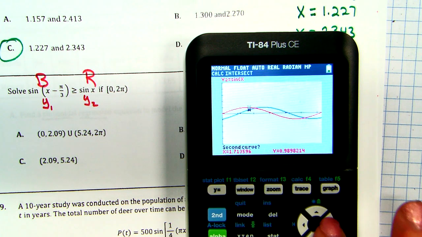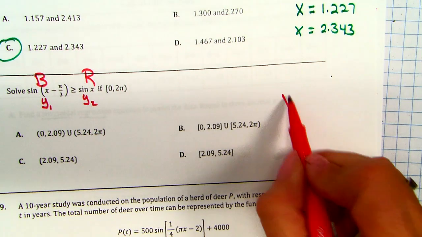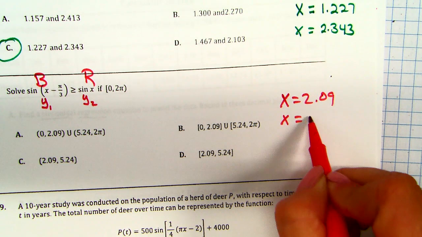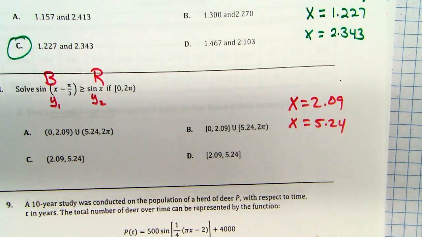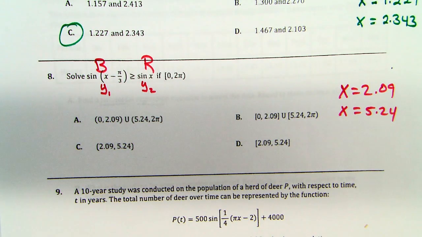So enter, enter, and you'll get 2.094. So let me just tell you, you get 2.09, and the second one is 5.24, which I'm sure isn't surprising. That's all the numbers that we have there. But how do we answer the question?